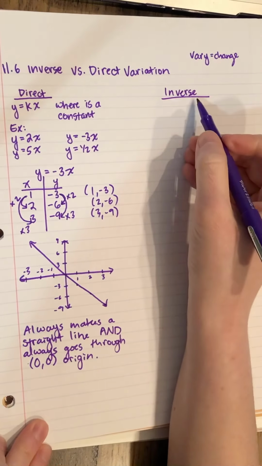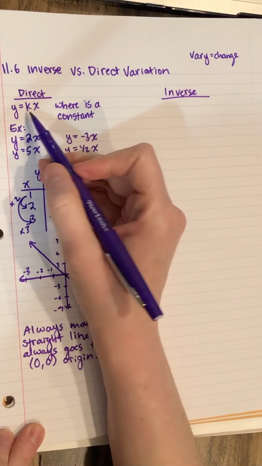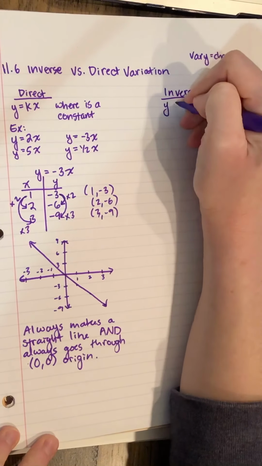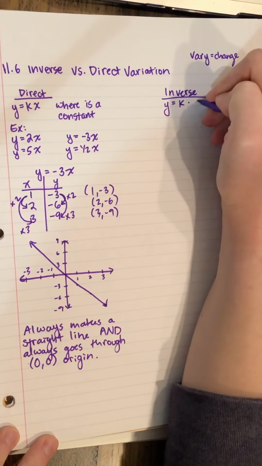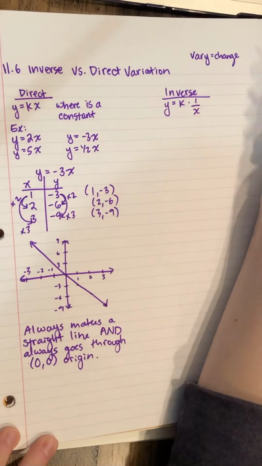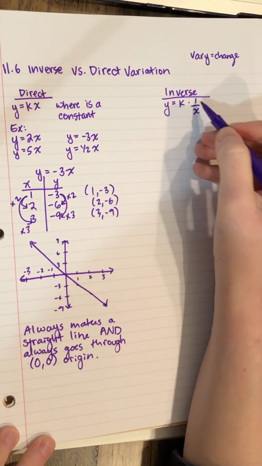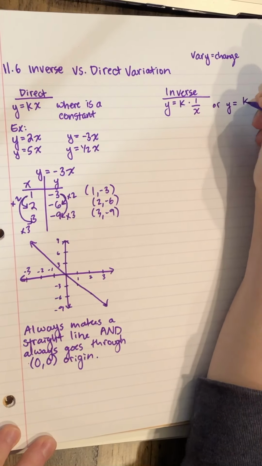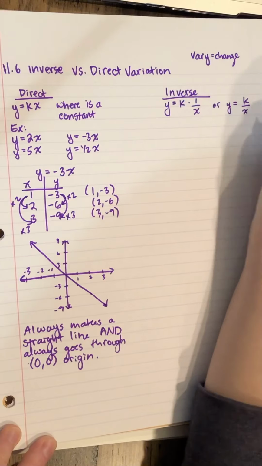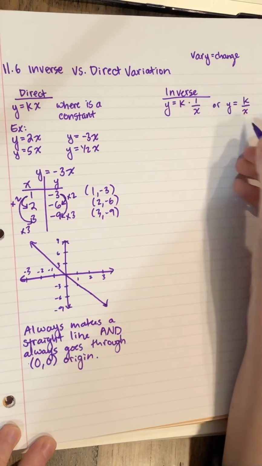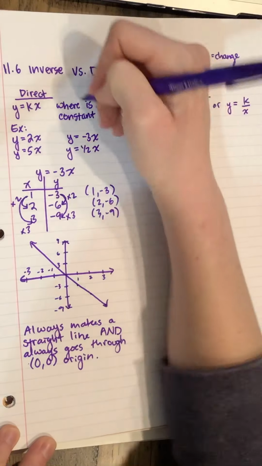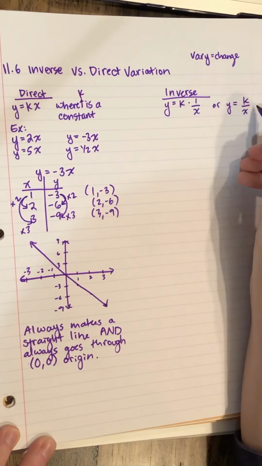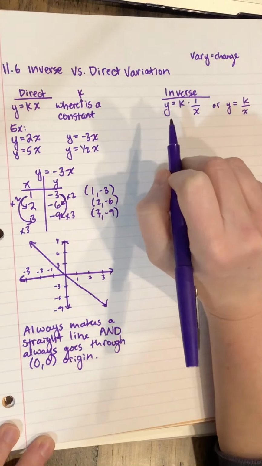Inverse variation is similar to this equation, but instead of y equals a number times x, it's y equals k times 1 over x. So y equals some number times 1 over x. Or you might see it written as y equals k over x. Those are equivalent. That's the same thing. This is inverse variation, where k is a constant. Same thing over here, where k is a constant number. So it's just a number.